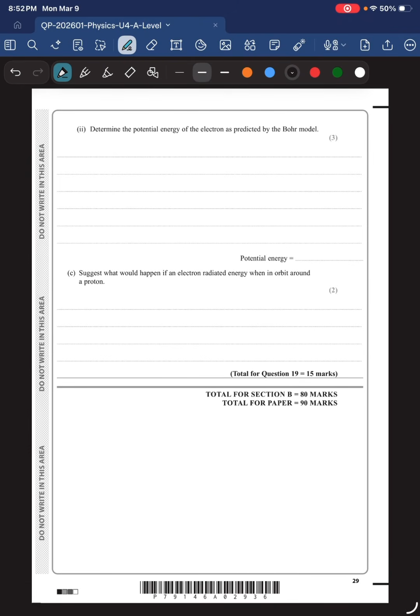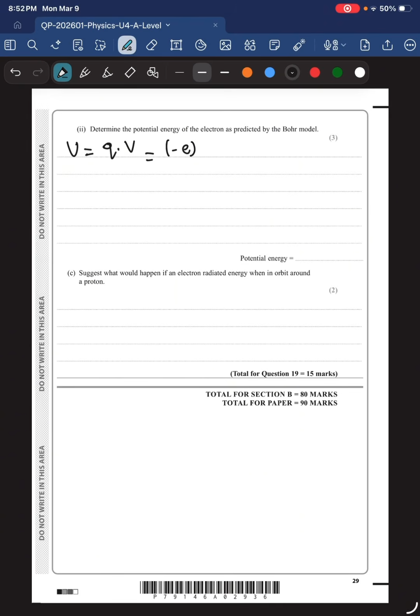Part 2. Determine the potential energy of the electron as predicted by the Bohr model. Okay, so the potential energy is Q times the electric potential. What's the electric potential? And what's the charge? The charge is just minus e. I don't know if you need to use the minus sign.